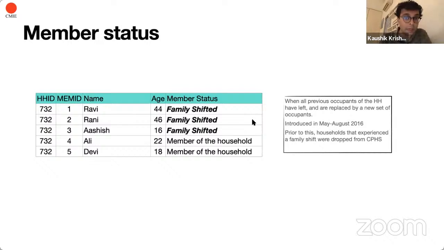But when it happens, we mark it in the data for a researcher. They can make a decision on whether to use the data or not. And if it suits their purposes, they can continue to use this data even though there's a new set of residents living in this household. Member IDs, importantly, are never overwritten.